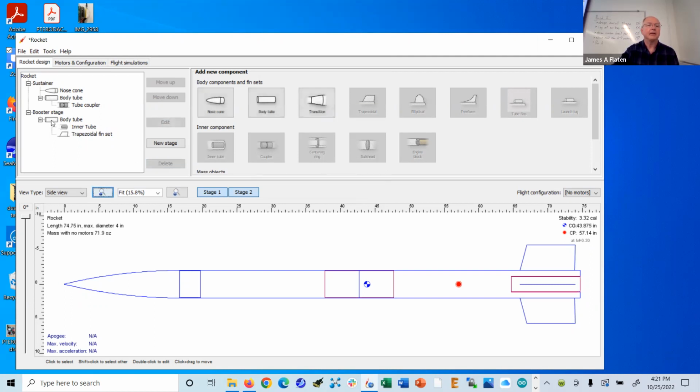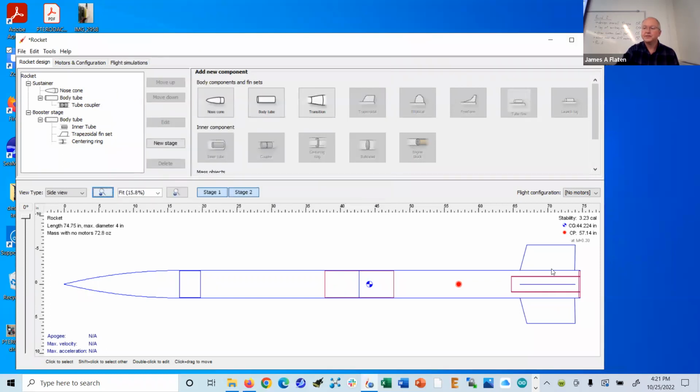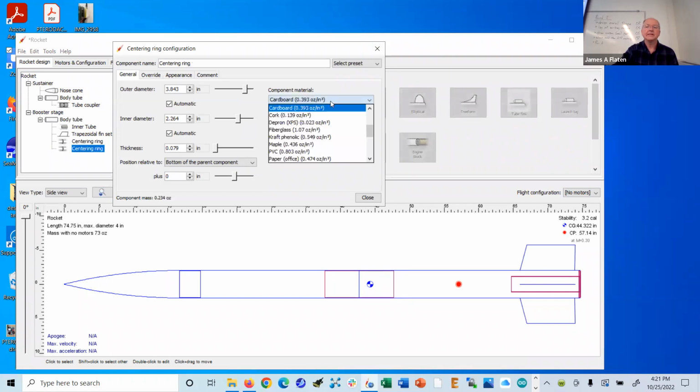Delete. Apparently, I need to draw my centering rings, click on the body tube and say centering rings, and then it'll go from the body tube to the tube that's inside of it. Maple, 0.25 inches thick. And notice it drew it way down here, okay? And that's actually a good place for it, but I need a second one that's not way down there. So I'm going to draw a second centering ring and same details, maple 0.25.